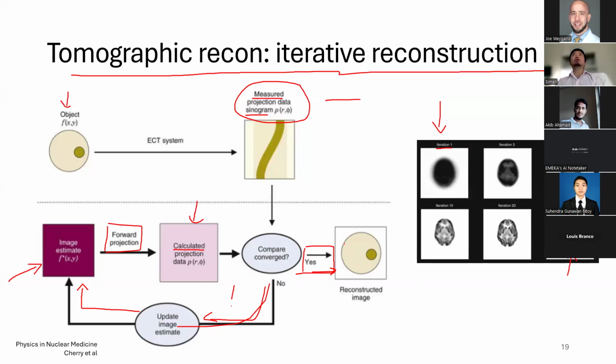So let's say in a diagnostic study, you need to know, okay, this is used for diagnostic. What object am I looking at? Am I looking at high resolution, a small object, or a big object? And am I expecting low contrast or high contrast? That actually determines what the objective function is.